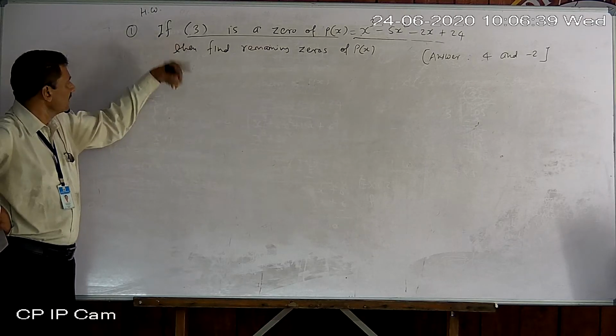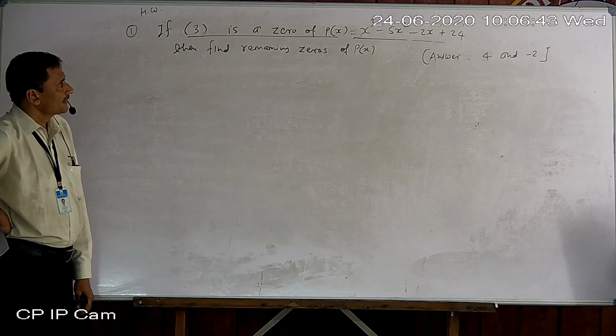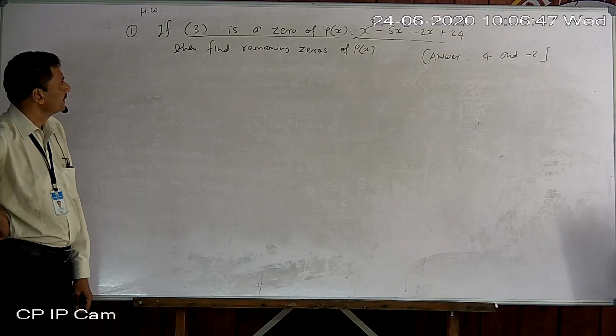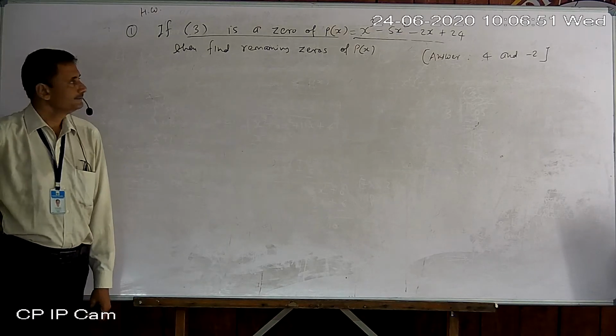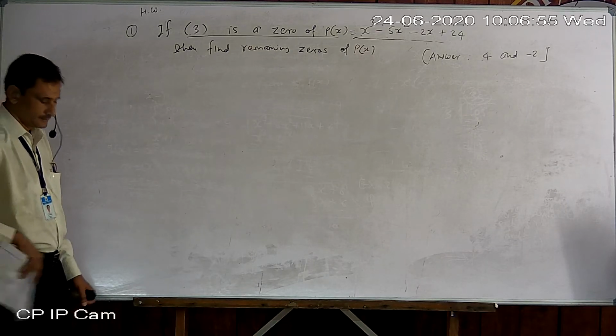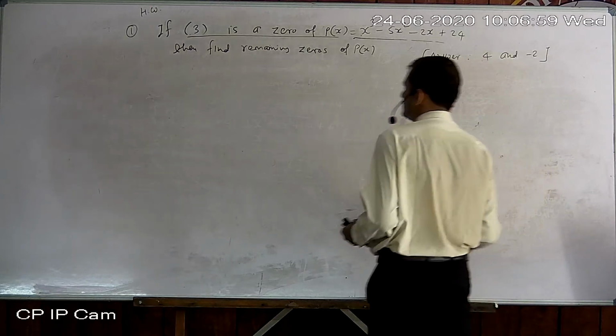First sum, 3 is a zero of P of x, x cube minus 5x square minus 2x plus 24. Then find the remaining zeros of P of x. The answer will be 4 and minus 2. Now example 9. There are two zeros given.